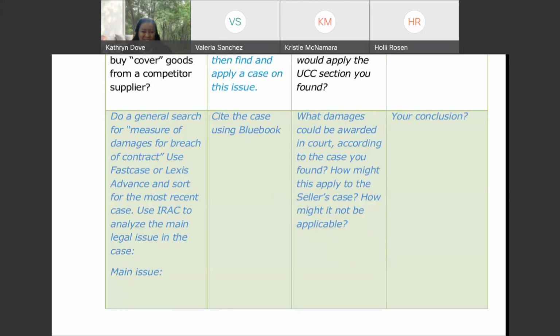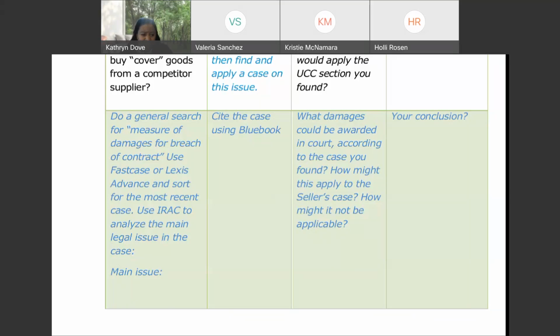Why the most recent case? Because every case has the potential to change the law, and some older cases have been overruled. So you don't want to cite to a case from 1950 when there's a case on point from 2020. So you want to cite to that case using the Blue Book format, and what damages would be awarded in court according to the case you found.